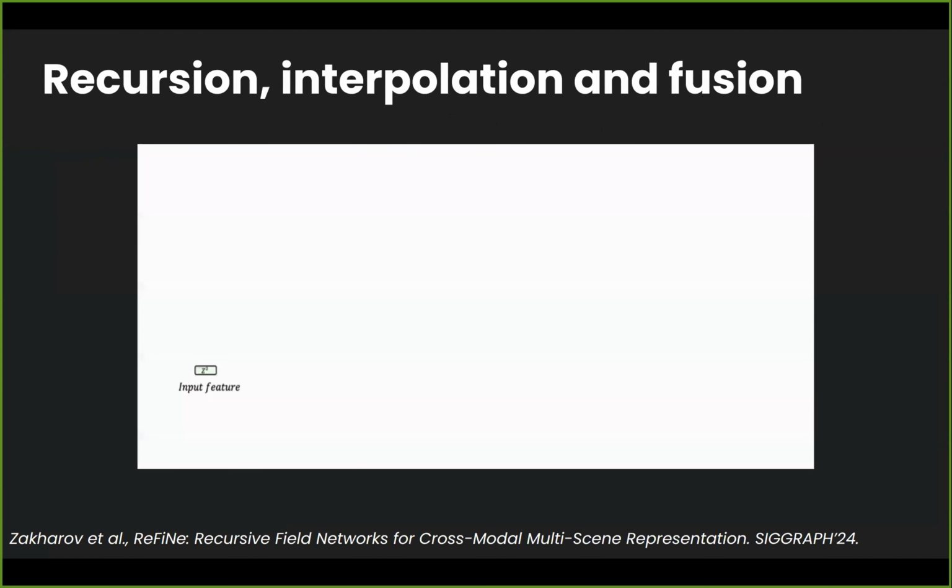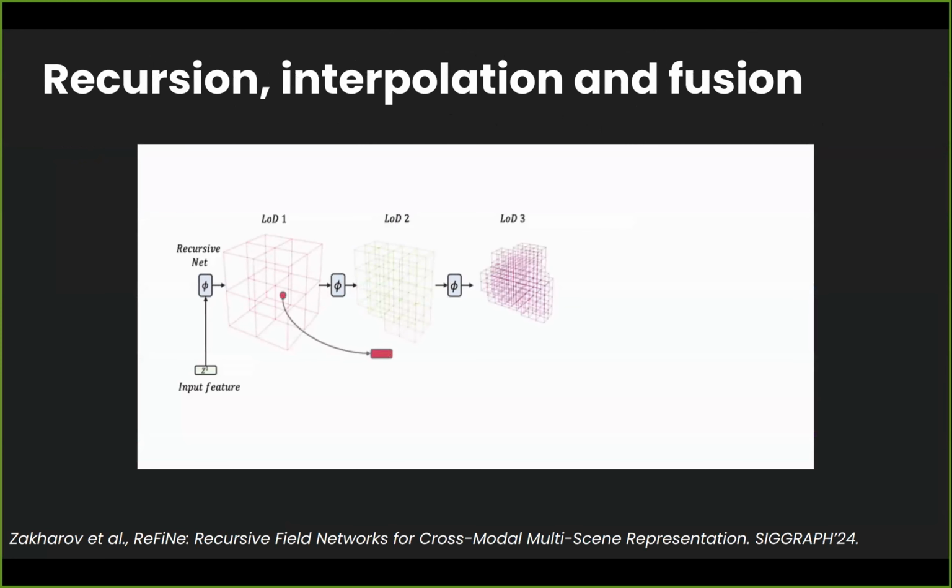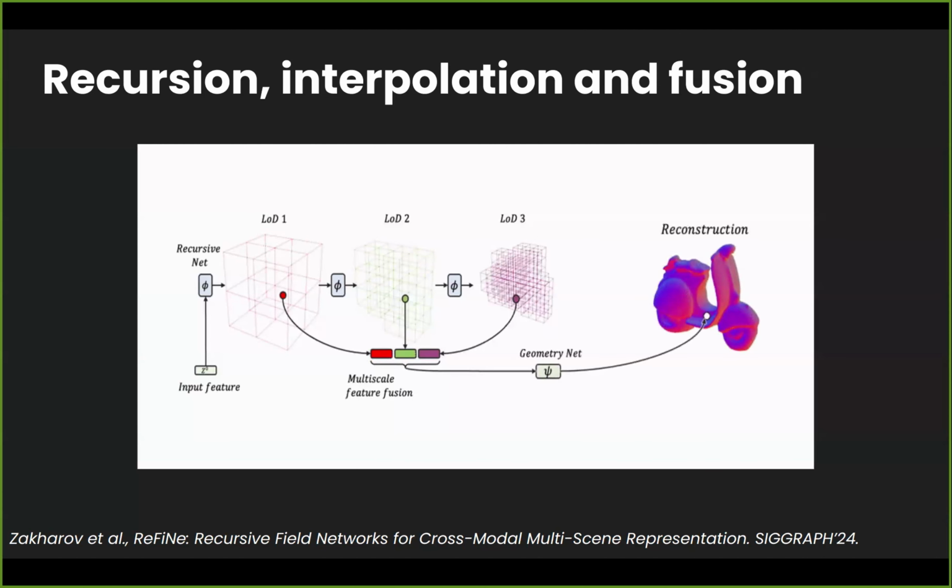I'll go to a nice GIF that shows the method. Like ROAD, we start from a root latent, and then we pass it to a recursive network, which keeps expanding this octree until a particular level of detail. And then, unlike ROAD, we now support continuous trilinear interpolation. So we take latents from 3 different levels, we fuse them, and then we pass these to 2 different networks that decode them into the quantities that we want to represent. So in this case, geometry as SDF and color.